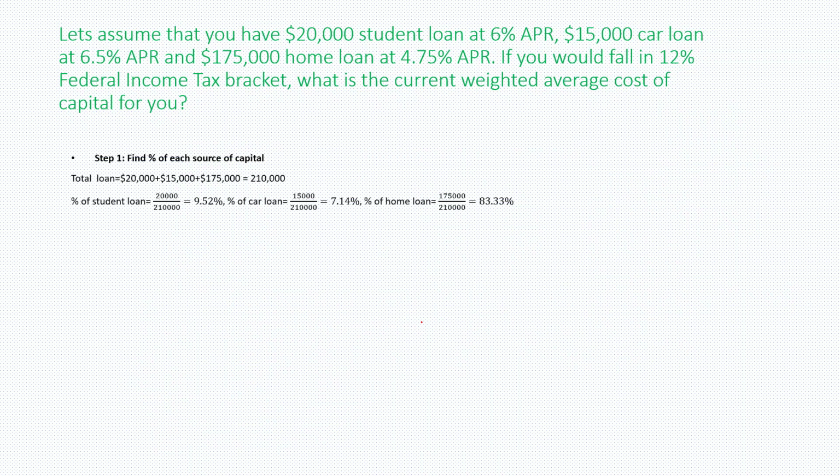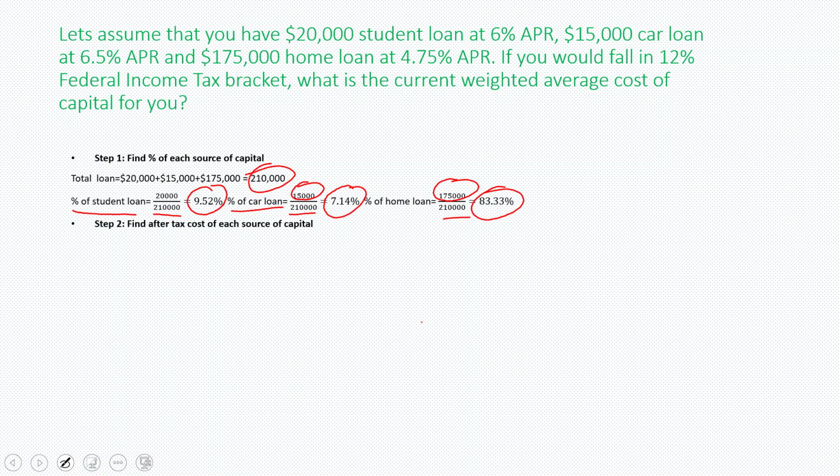In the first step, you would find the percent of loan from each source. Total loan in our case is 210K, and to find the percent of student loan, you divide 20,000 by 210,000, which would be 9.52%. For percent of car loan, it would be 15,000 over 210,000, which would be 7.14%. Similarly, percent of home loan would be 175,000 over 210,000, which gives us 83.33%. That would be our step one.